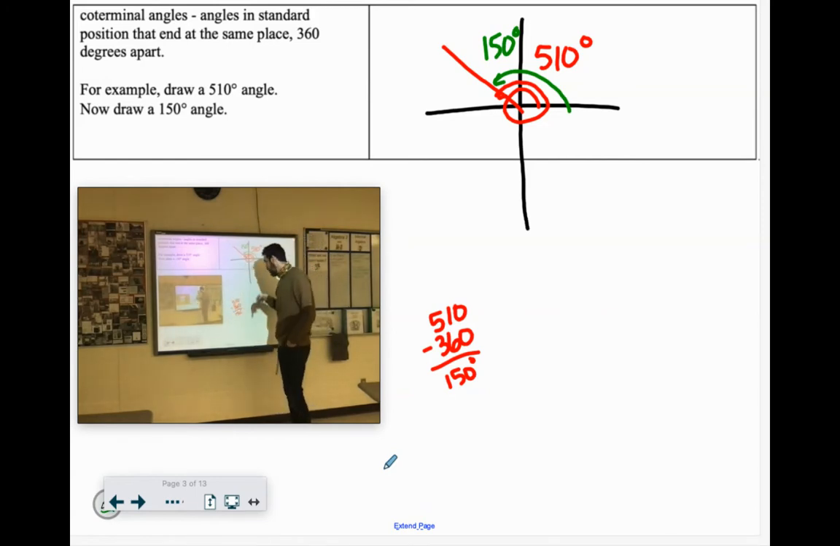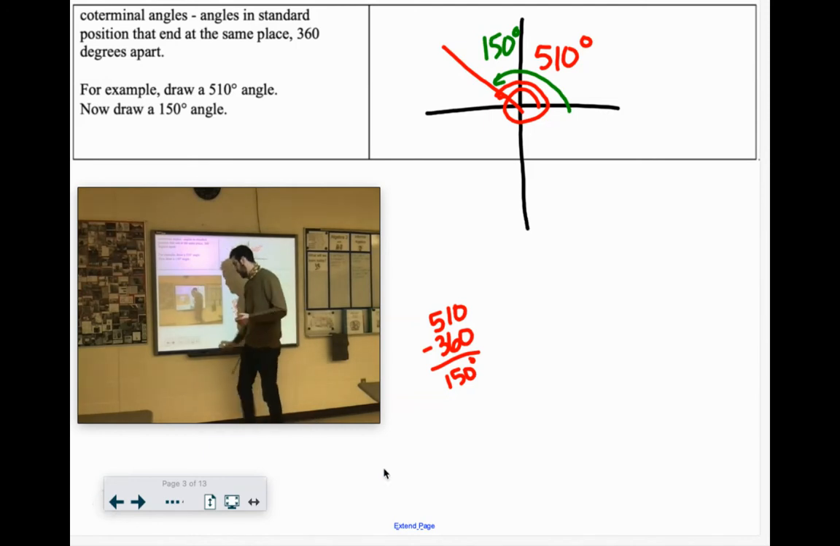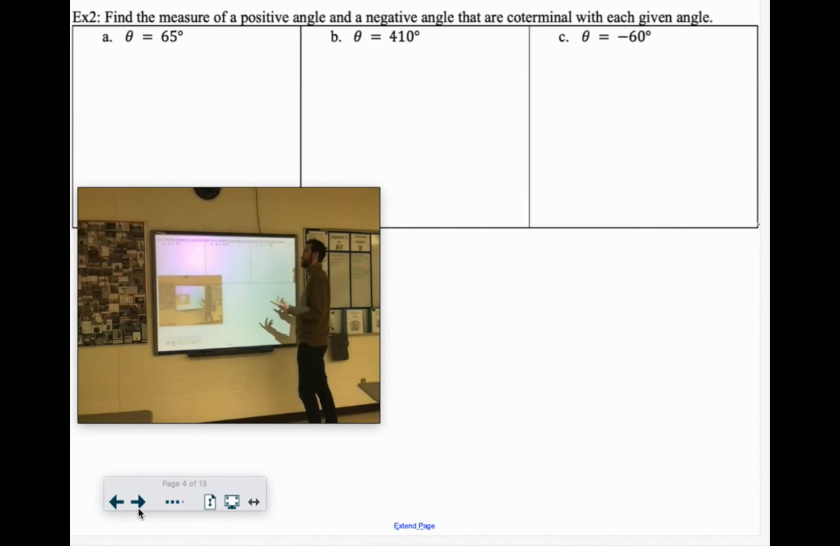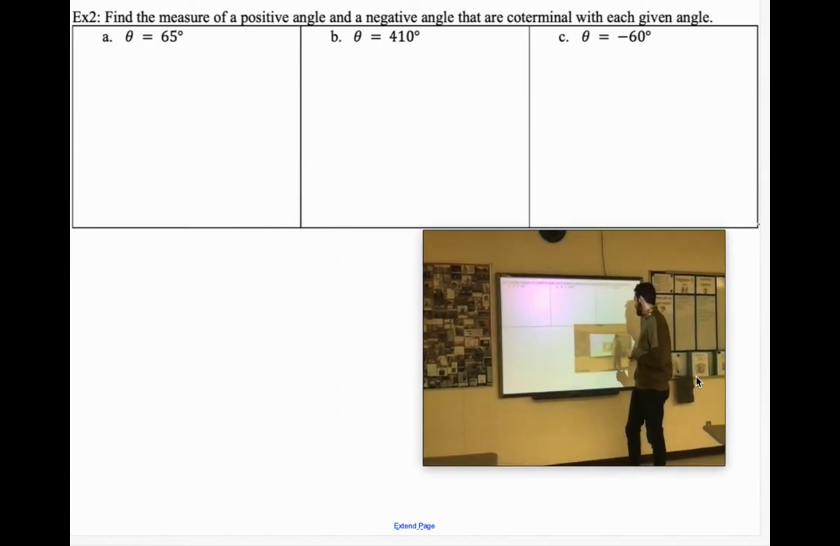Now you could keep adding, there's infinite coterminal angles. You could keep adding 360 degrees and keep getting this other stuff. Or you can even subtract 360 degrees to get negative coterminal angles, which I believe is what we're going to do right now. Find the measure of a positive angle and a negative angle that are coterminal with each given angle.